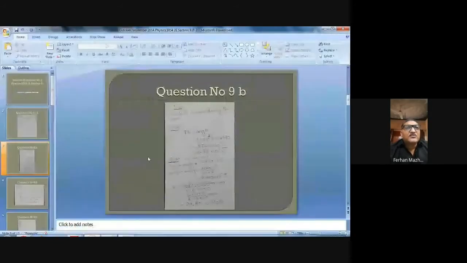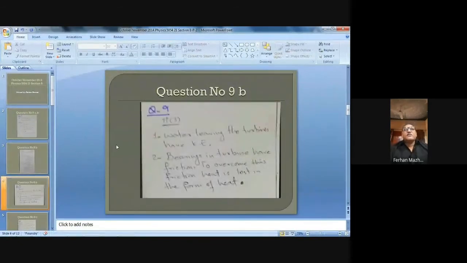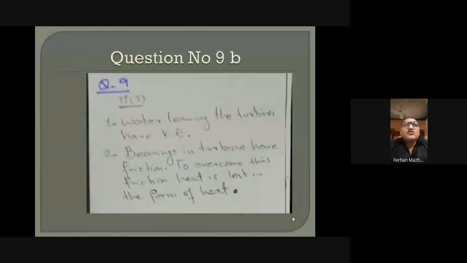I have written this answer here, you can see. Let me increase the size. Okay, so the water leaving the turbines has kinetic energy. That can be one reason. The other reason: bearings in the turbines have friction. To overcome this friction, heat is produced, which is lost to the surrounding. I had written the wrong sentence, so heat is produced, which is lost to the surrounding. That's a loss of energy.